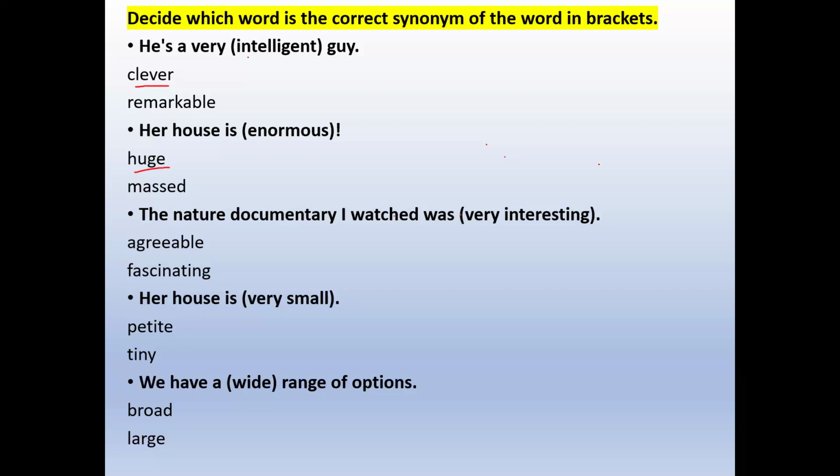The nature documentary I watched was very interesting. What is matching? Fascinating. And her blouse is very small, petite and tiny. Tiny. And we have a wide range of options. Broad range. Yeah, when it comes to talking about a range of options, it should be broad, right?